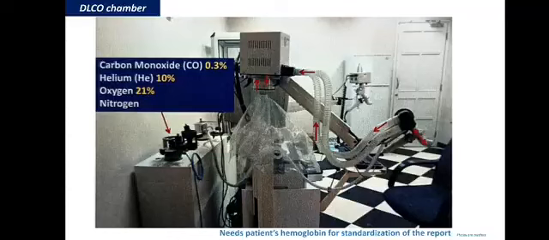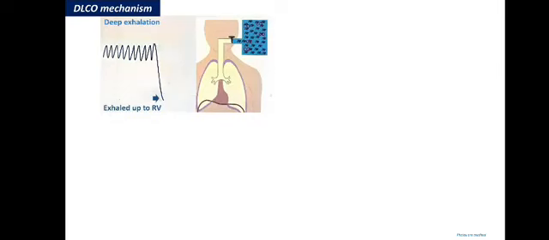This is the DLCO chamber. We use the gas carbon monoxide 0.3%, helium 10%, oxygen 21% and nitrogen the rest of the gas. Hemoglobin percent is needed for standardization of the report. Here we see the DLCO mechanism. Patient is asked to exhale completely up to the level of residual volume. The gas chamber is present, blue color here, containing carbon monoxide and helium, and the valve is closed here.